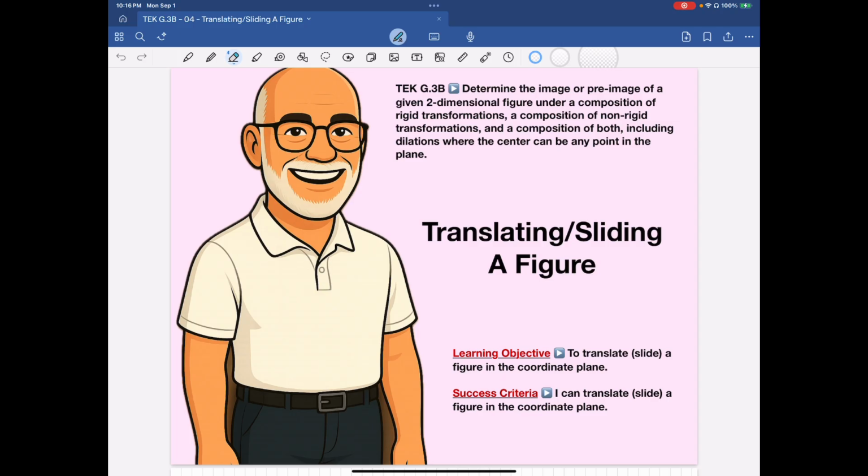Our learning objective is to be able to translate a figure in the coordinate plane. You will know you have mastered this objective when you can take a formula and move a figure from a pre-image to its image, or when you can look at the coordinate plane, see the image and the pre-image, and come up with the formula that maps the pre-image onto the image.